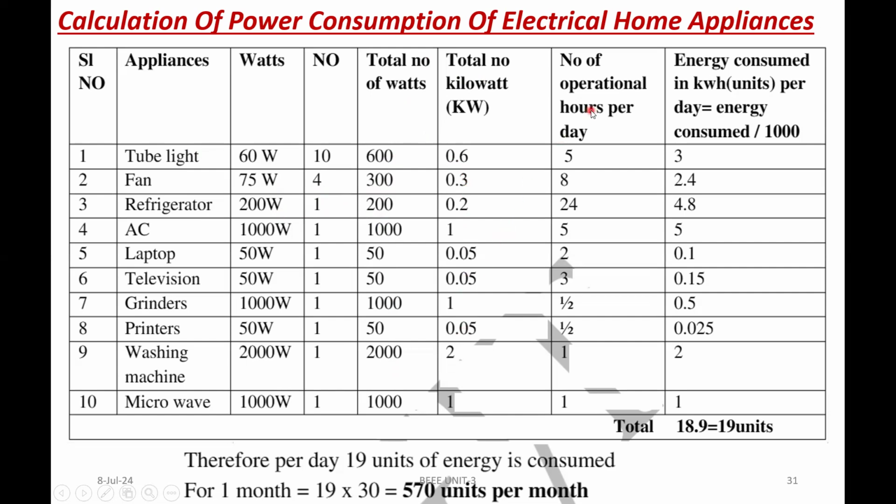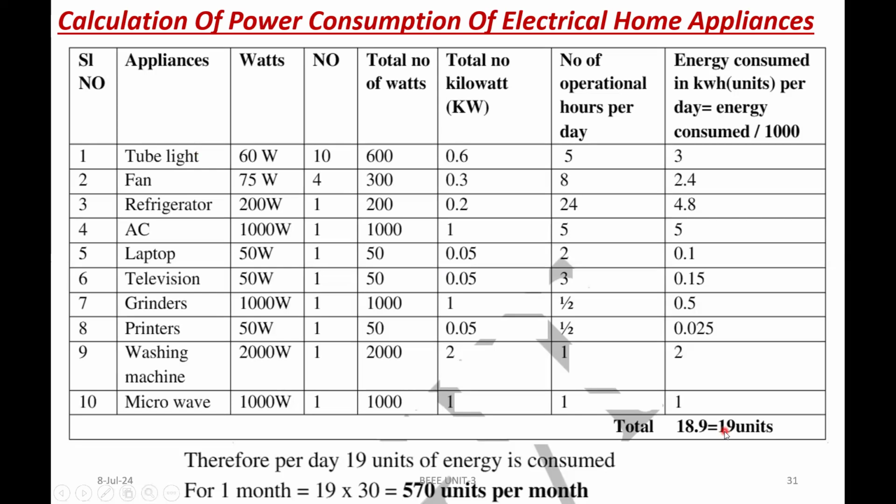The next step here is the number of operational hours per day, which they have also given in a column. 5 hours is the tube light duration, 8 hours is the fan duration, 24 hours is the refrigerator. All these things are also given. The only thing you have to do here is multiply this wattage into time. That is 0.6 into 5 stands for 3, 0.3 into 8 stands for 2.4. Note down all the things and calculate the total units, which is approximately 18.9.